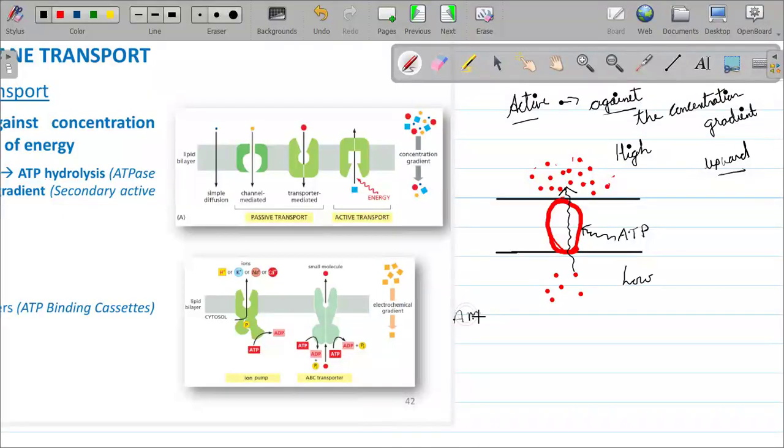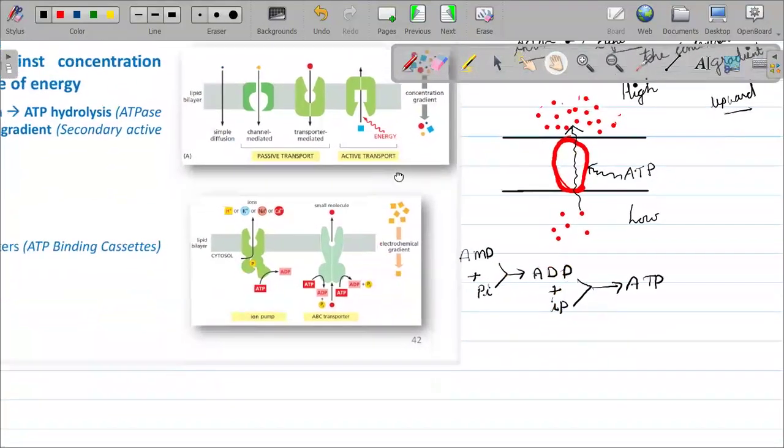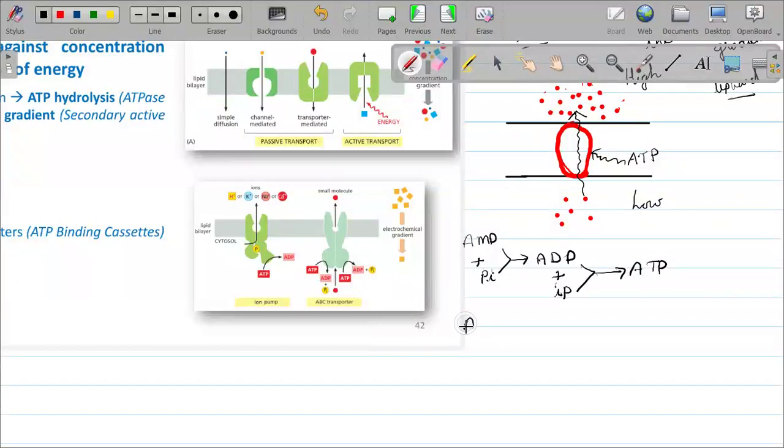Adenosine monophosphate joins with one molecule of inorganic phosphate to give you adenosine diphosphate. Diphosphate joins with another molecule of inorganic phosphate to give you ATP. This is the ATP cycle, the formation process. This is the energy releasing process. ATP will be broken down to adenosine diphosphate. So what is released? Inorganic phosphate. This is completely utilized for energy.